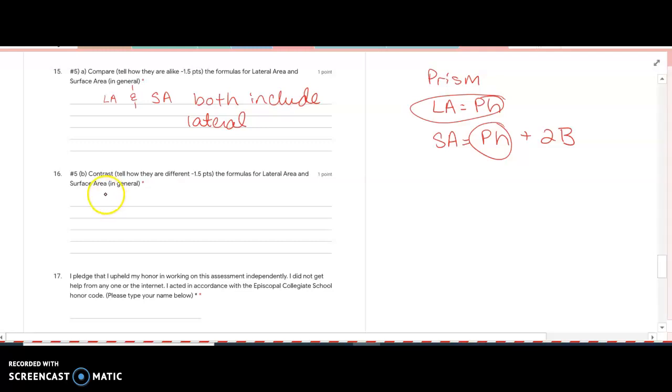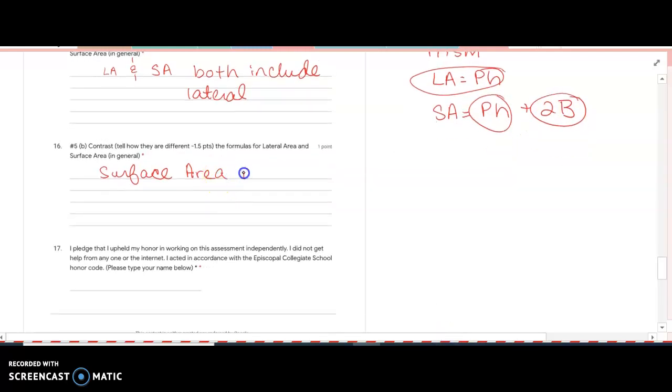What's different is that surface area includes the base. It has this plus 2b, includes the area of the base, and lateral area is always just the area of the sides. Does not include area of the bases.